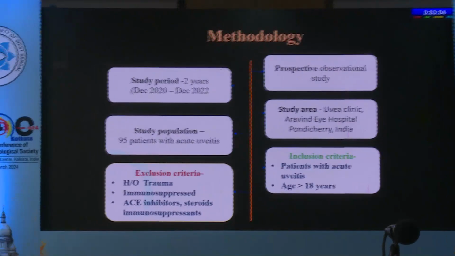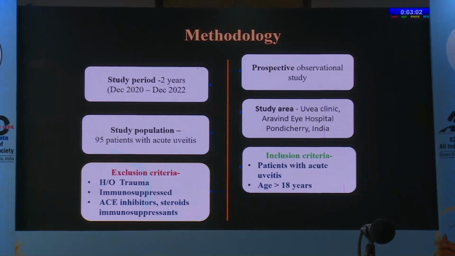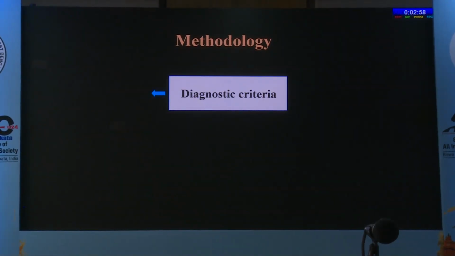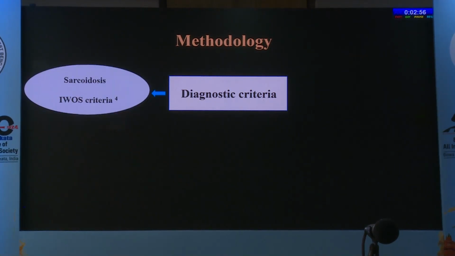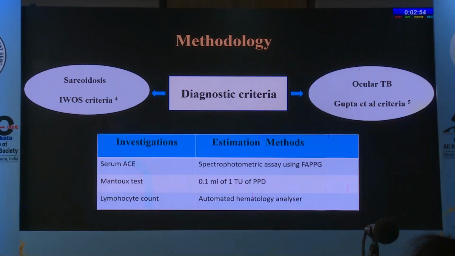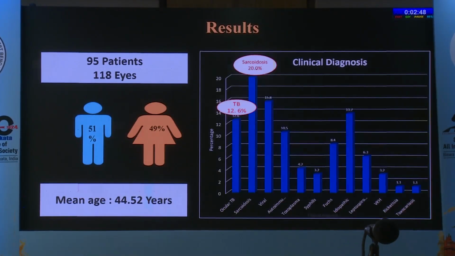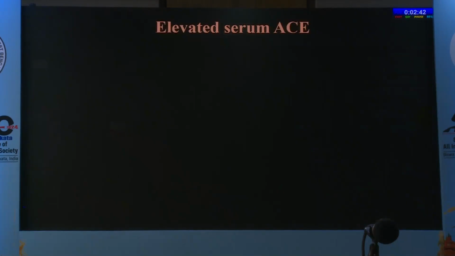We excluded patients with history of trauma, immunosuppression, ACE inhibitor use, and steroid use. The diagnostic criteria used were the revised AIOS criteria for sarcoidosis and Gupta et al. criteria for TB. Serum ACE was estimated using a substrate FAPPG. We analyzed 118 eyes of 95 patients. Ocular TB was seen in 12% of the study population and sarcoidosis was seen in 20% of the study population.